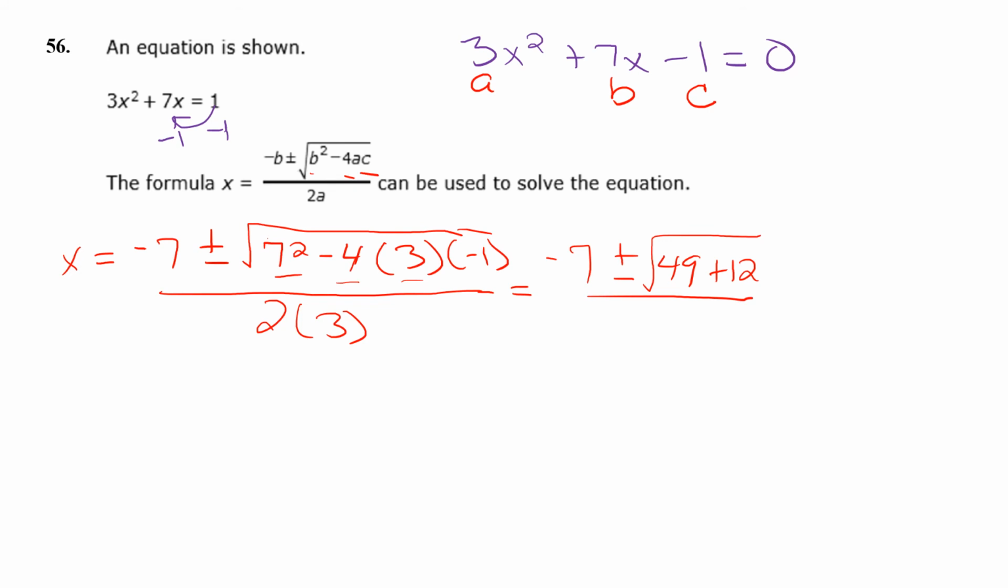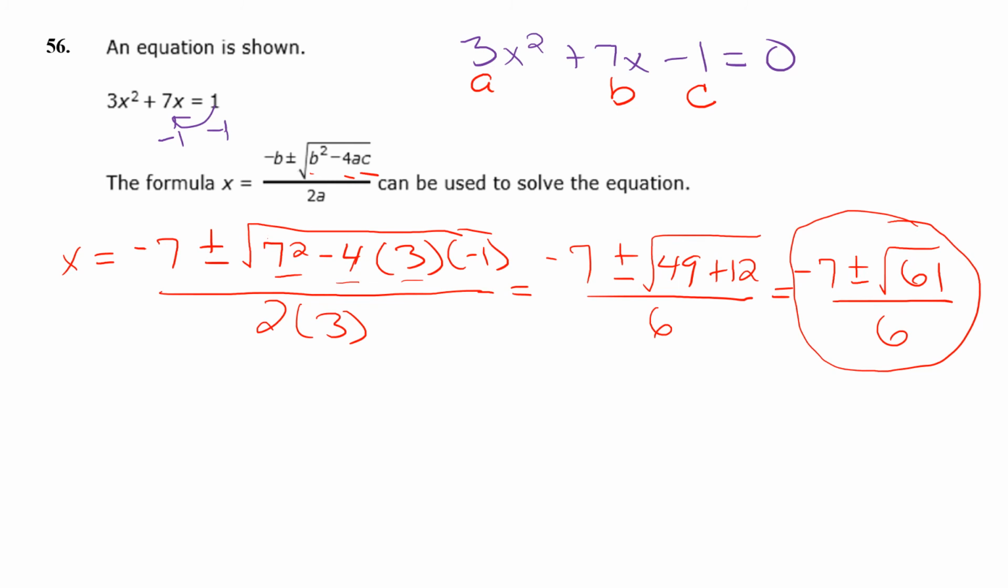Alright, at the bottom I'm left with 2 times 3. That is 6. Negative 7 plus or minus 49 plus 12, that is 61, over 6. So I could leave my answer like this. It just depends on your test, how they want you to put your answer. You could break it up this way: negative 7 over 6 plus or minus the square root of 61 over 6.